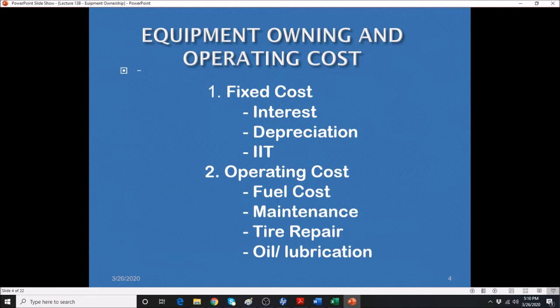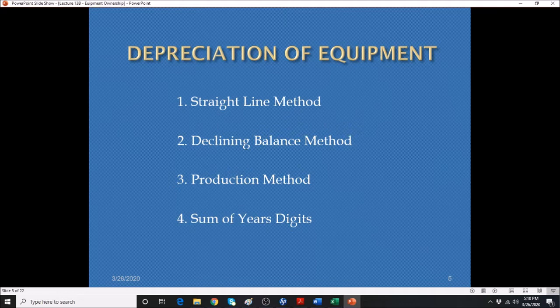And then we have what we call the operating costs, the costs to make the equipment work, such as fuel costs, maintenance, tire repair, and even oil and lubrication. Now, for this particular lesson, we are going to focus more on depreciation because that's where the bulk of the loss of value of that particular equipment comes from.